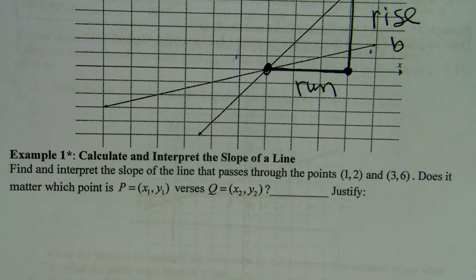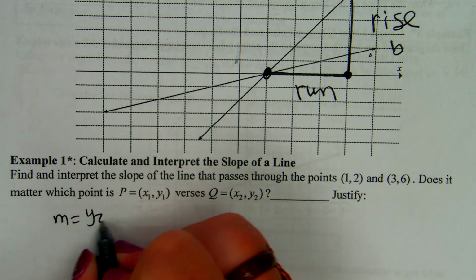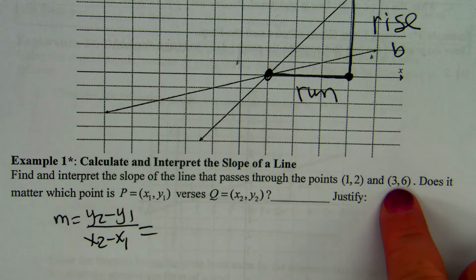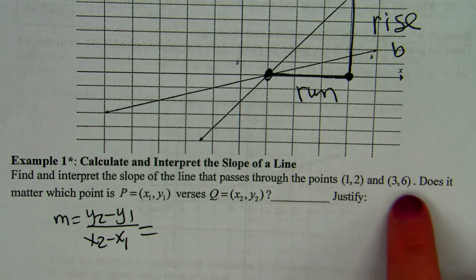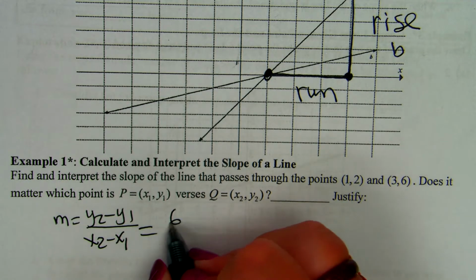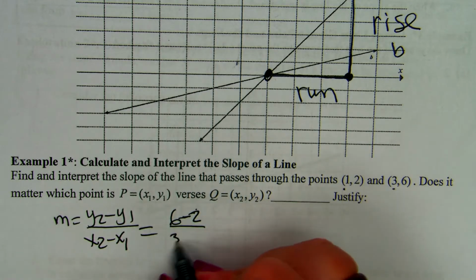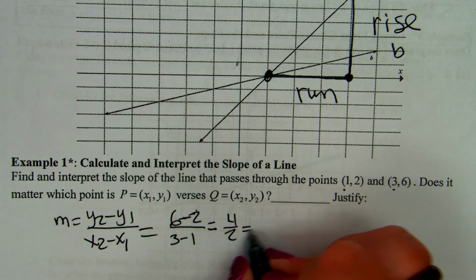Find and interpret the slope of a line that passes through points (1, 2) and (3, 6). Does it matter which point is (x1, y1) and (x2, y2)? Well, let's find out. The slope is y2 minus y1 over x2 minus x1. I usually have the second point be (x2, y2) and the first one be (x1, y1), but we'll see if it matters. So 6 minus 2 over 3 minus 1, change in y over change in x, equals 4 over 2, which is 2.